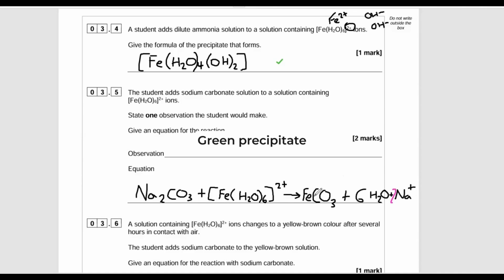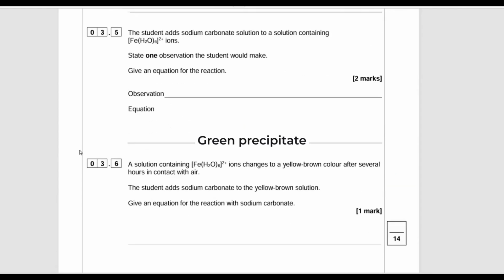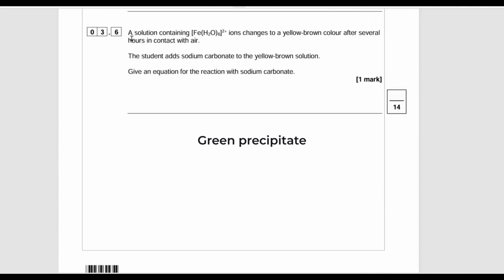And of course, something happens to this. If you leave this green precipitate standing long enough, it changes color. And we'll come on to that in the next question. So the observation is a green precipitate. So you see a green solid form. And you're going to pick up your marks for your equation as well. And we're now going to go on to 3.6.